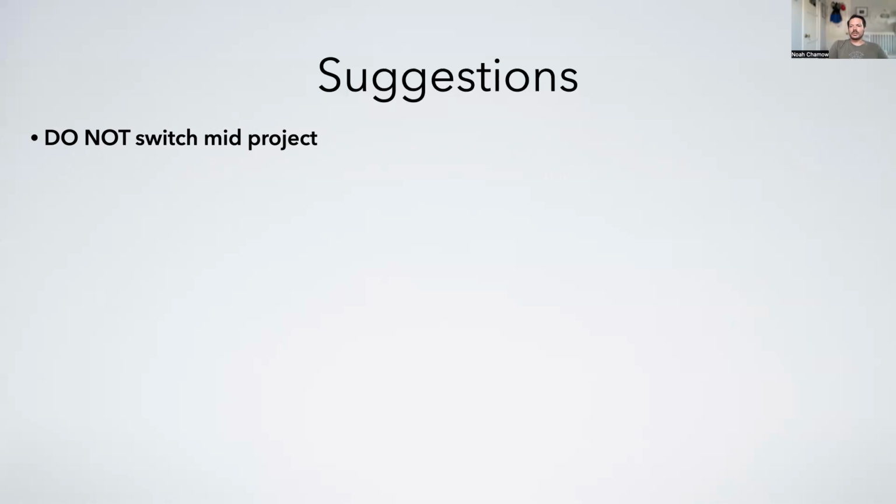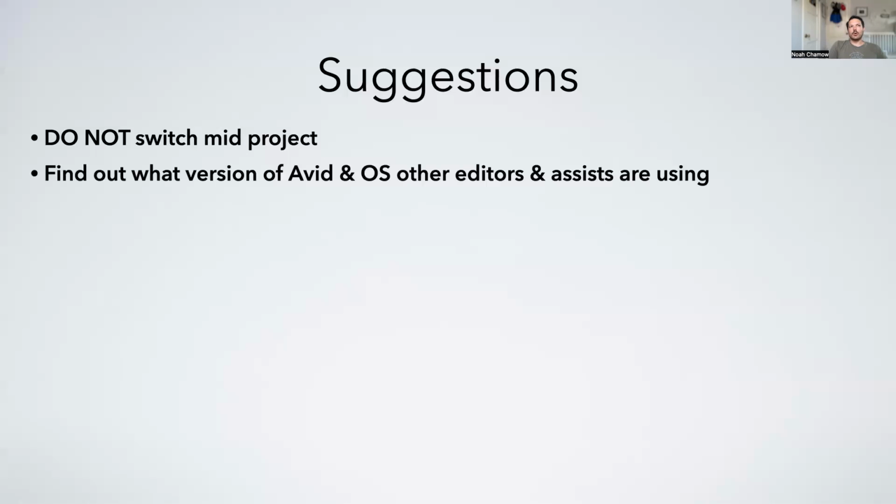If you are going to be upgrading, and let's say you're starting a new project, if you're going to be working with other people, number one, I would recommend find out what version of Avid and what OS other editors and assists are using. So this is if you're supplying your own system. If you're working on Jump, or if you're working in the office, they probably have something for you. But if you're providing your own machine, find out what everybody else is working on.